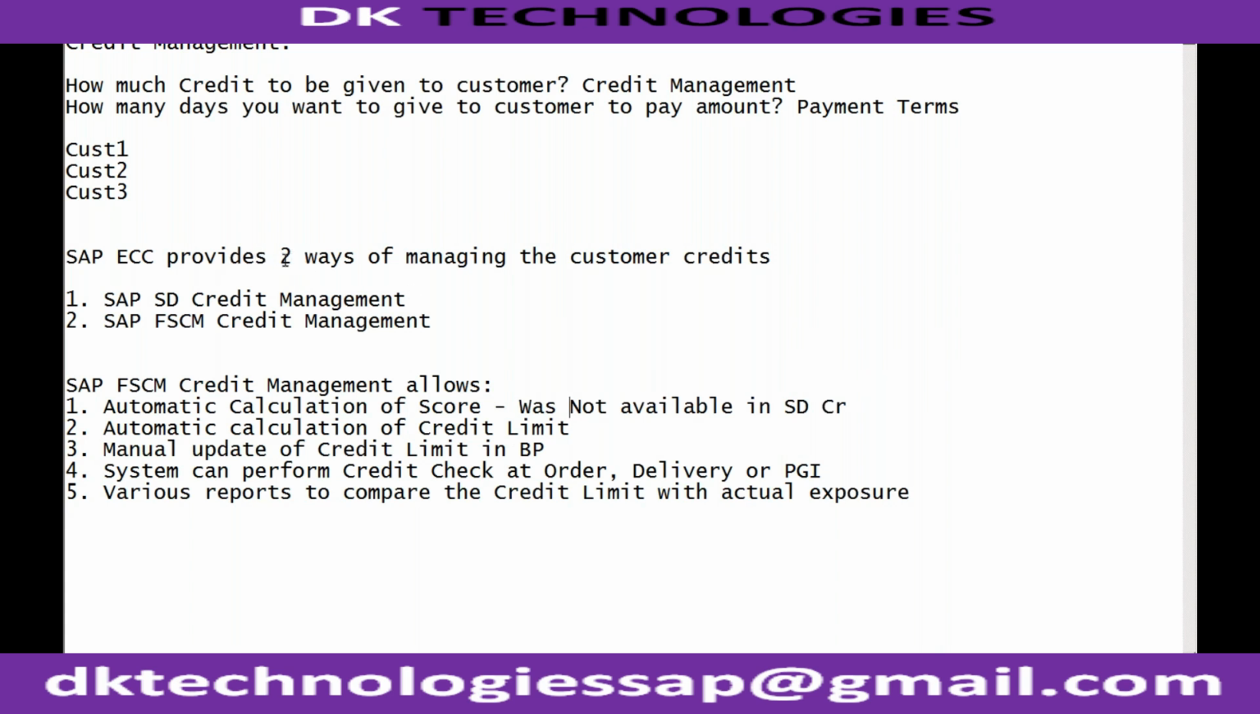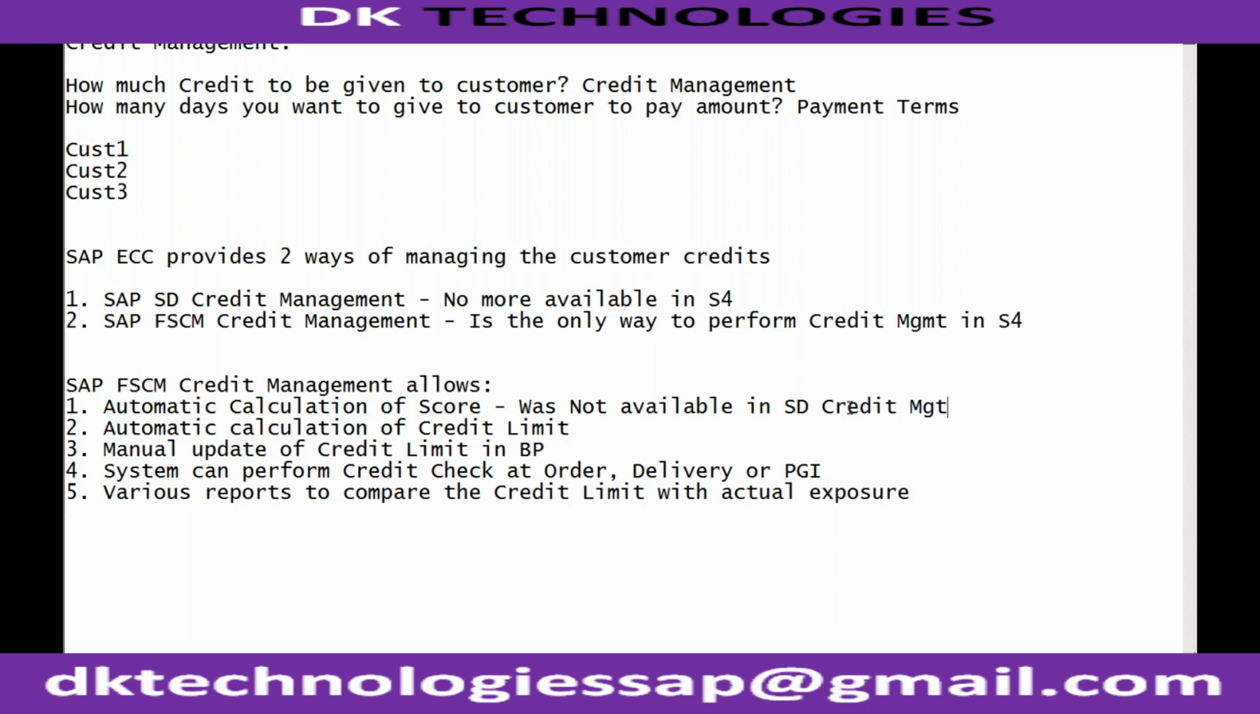So in SAP ECC, SAP has provided two ways of managing the customer credits. One is this one, and one is FSCM credit management. This is no more available in S4. And this FSCM credit management is the only way to perform credit management in S4. So in S4, there is only one way, that is FSCM credit management. In old credit management, in SD credit management, automatic calculation of score was not available. Okay, this is only available in FSCM credit management.